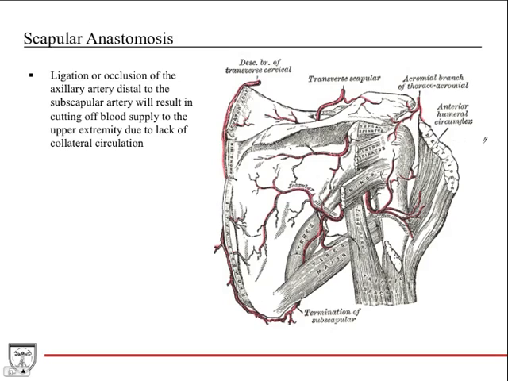Now, what's important to know is ligation or occlusion of the axillary artery distal to that subscapular artery will result in cutting off blood supply to the upper extremity, because at that point you're distal to any chance of rerouting blood flow through these anastomosis networks and then back up through the subscapular artery into the third part. So if you go distal to the subscapular artery, you'll cut off blood supply to the upper extremity due to lack of collateral circulation.